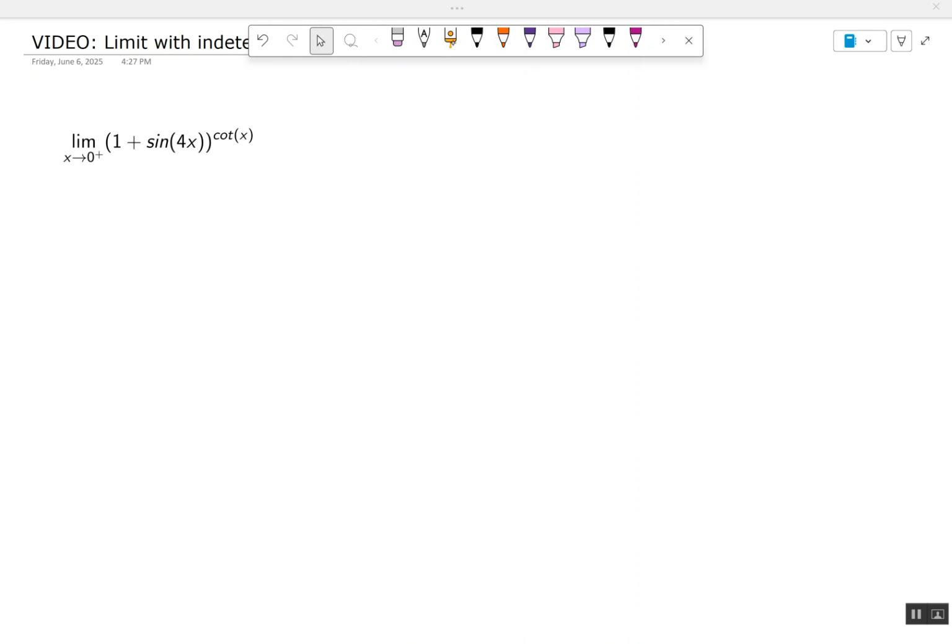Okay, so let's look here. 4 times 0 is 0. Sine of 0 is 0, so we get 1. Now cotangent. Cotangent is 1 over tangent. So if I'm approaching 0 from above, that means my rays are moving in this direction.